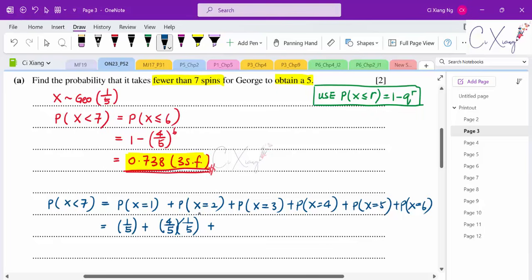Then for the third throw, that means the third throw only you get a 5, right? Which means that the first two throws you didn't get a 5, so it will be 4 over 5 square. Then the third throw you get a 5, which is 1 over 5. So the same thing applies for the remaining throws. So x equals to 4 means first 3 throws I didn't get 5, last throw I get a 5, and so on.